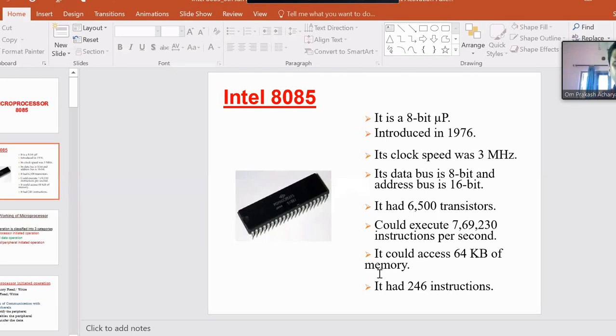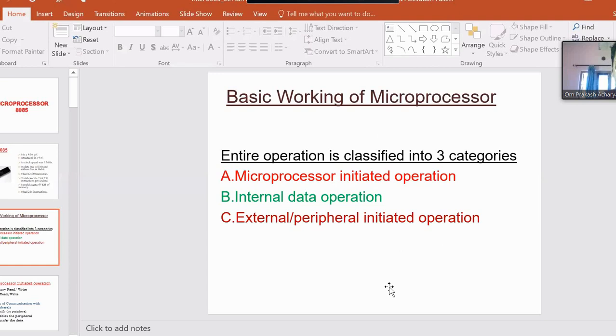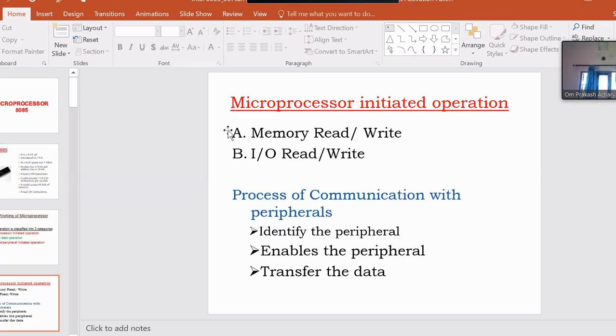Now the most important aspect, what I tell in this slide is very much important until the end of this course: how the operations are done and how you will know about the information. There are microprocessor initiated operations, internal data operations, and external peripheral initiated operations. The microprocessor initiated operation is the important part, that is memory read/write or IO read/write. To do this, it has to identify the peripheral and enable the peripheral for data transfer.